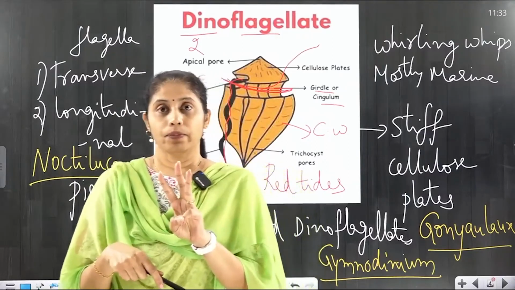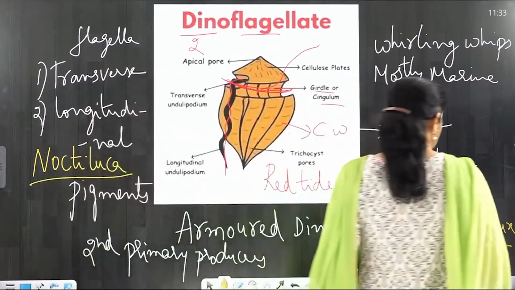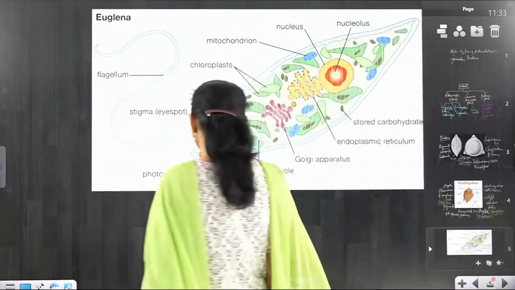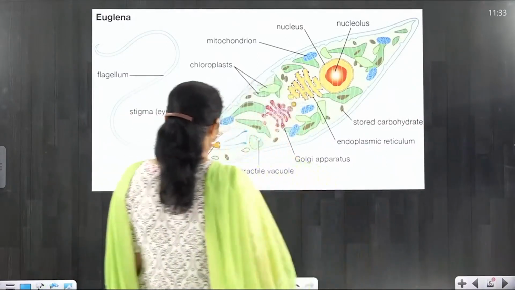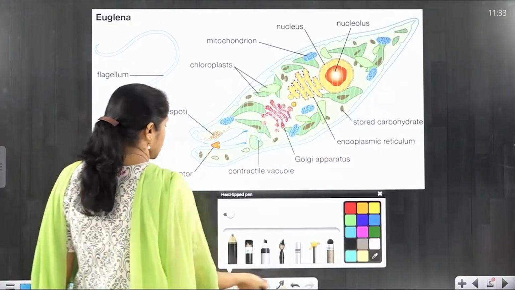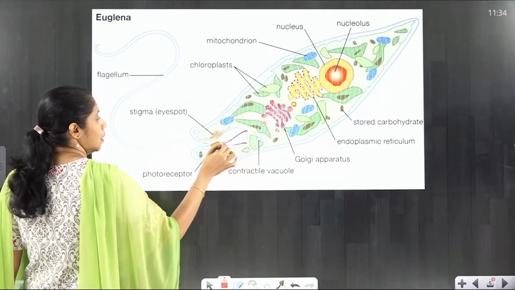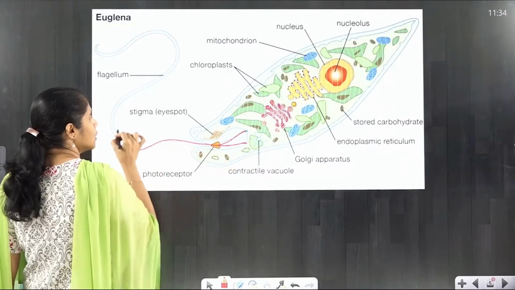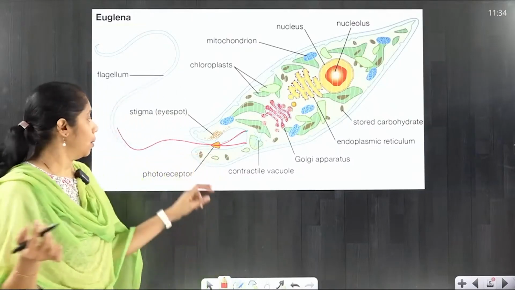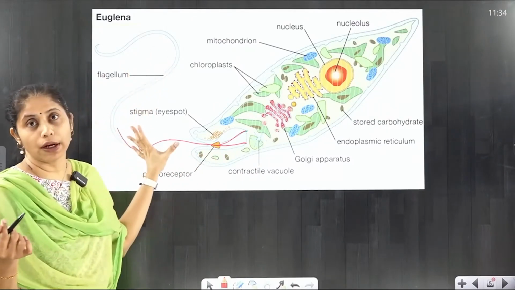The third category, euglenoids. Okay, let us see the euglenoids. Under that you have only one example, that is Euglena. This is the Euglena, which has flagella. You can see here, two flagella will be coming. But one flagellum stops here only, and only one flagellum will be coming out. So it has one short flagellum and one longer flagellum. The shorter flagellum stops here, and the longer flagellum comes out with the filament outside.